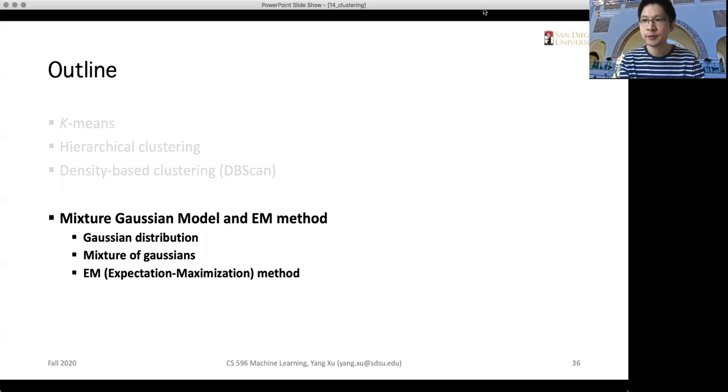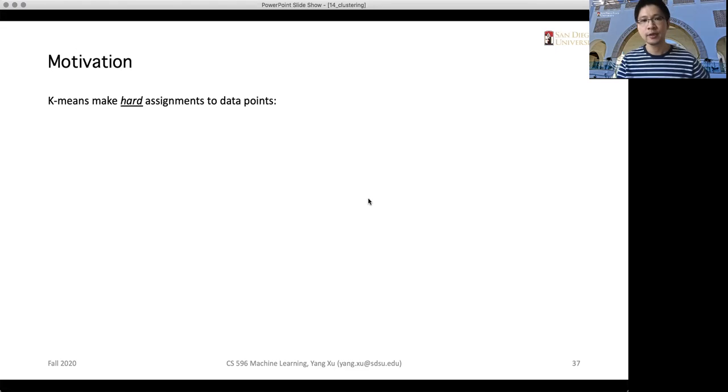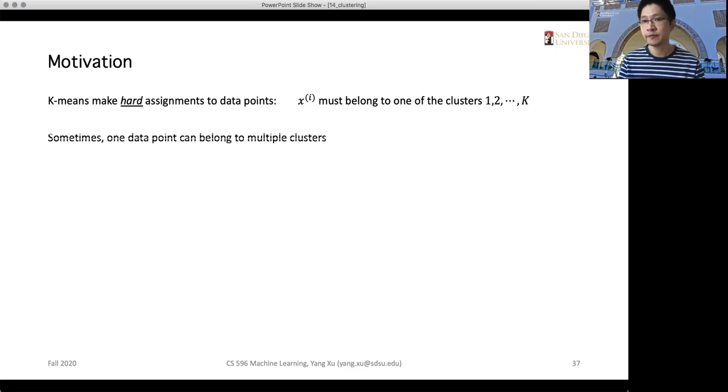Okay, so it's more of a soft assignment of clusters. It allows for more flexibility in terms of which clusters each data point should belong to, so there could be multiple clusters. So let's look at the motivation. We use k-means as a comparison here. K-means makes hard assignments, so each data point must belong to one of the clusters from 1 to k, right?